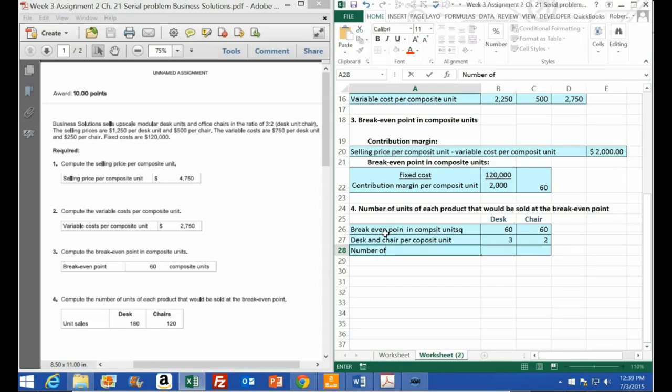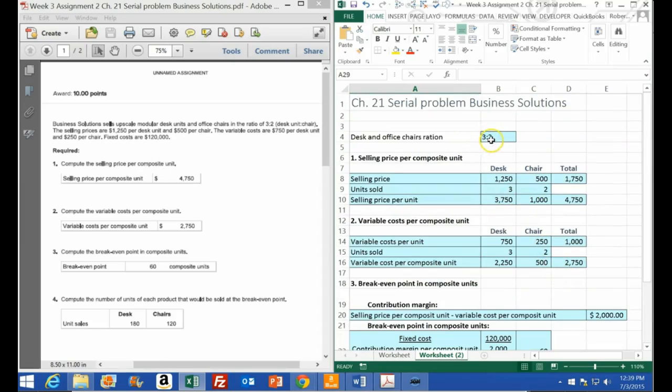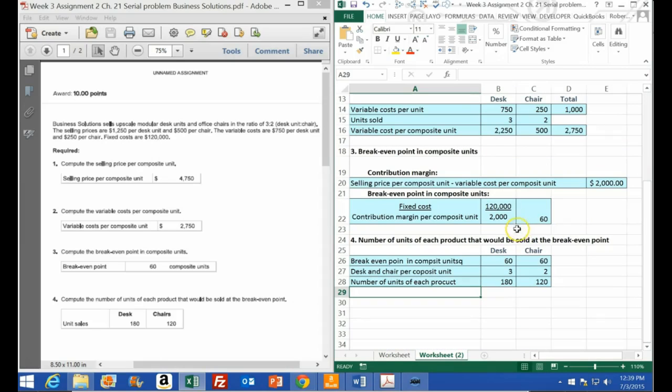Therefore, the number of units of each product is going to equal the 60 times 3 and the 60 times 2. So these were the number of units that we're going to sell in order to get to the 60 composite units, which consist of the 3 desks and 2 chairs.